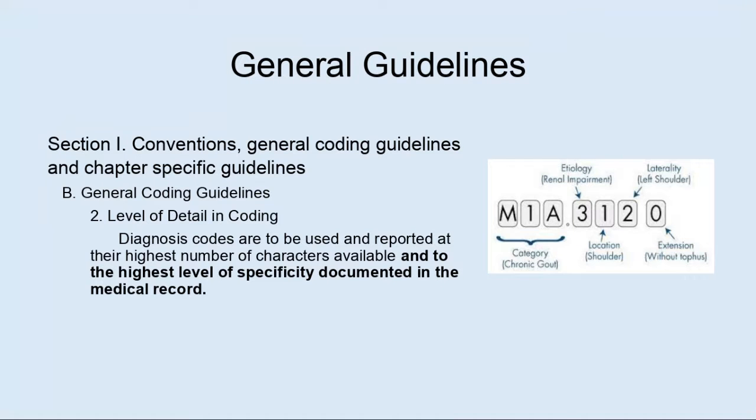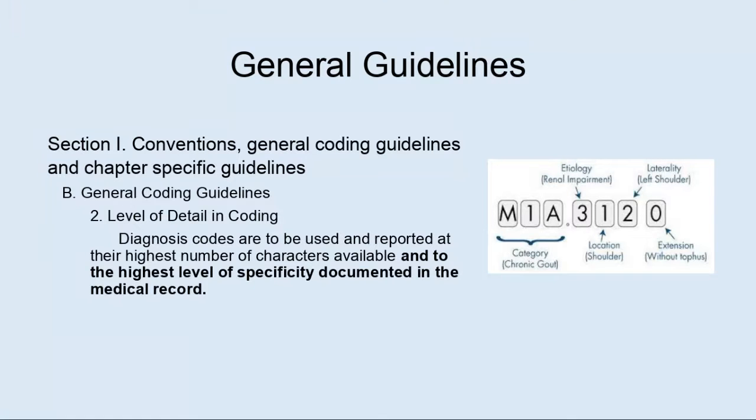First, let's start with general guideline changes. The wording in bold in these slides are the words that have been added for 2022. So for the general coding guidelines level of detail in coding, they added the sentence, diagnosis codes to be used and reported at their highest number of characters available, and they added and to the highest level of specificity documented in the medical record. Now this isn't a real change, but it's clarification, emphasis on.